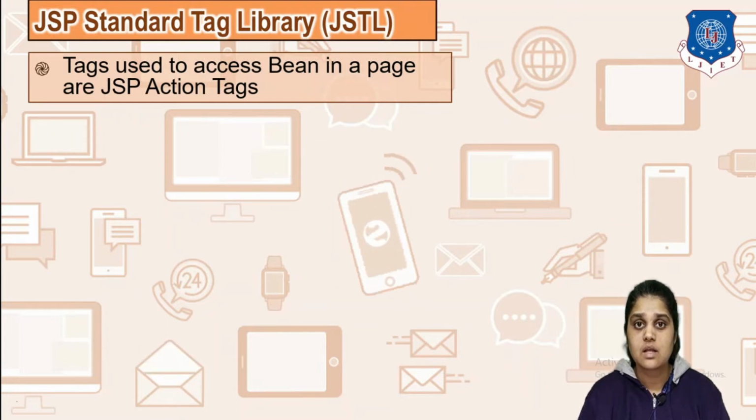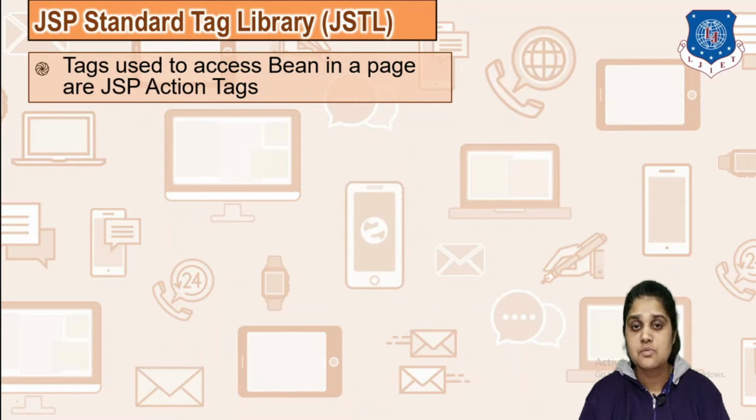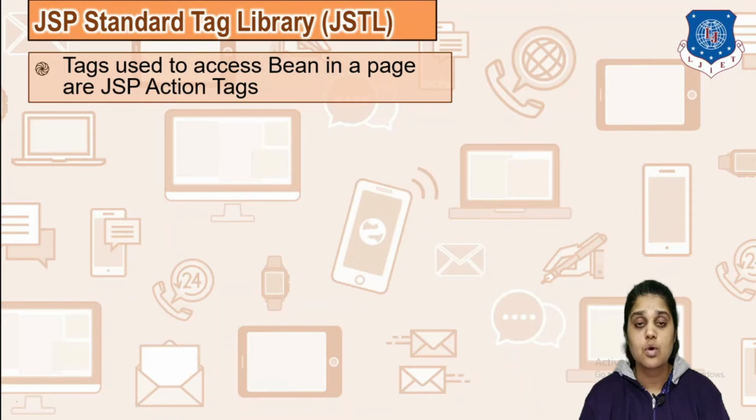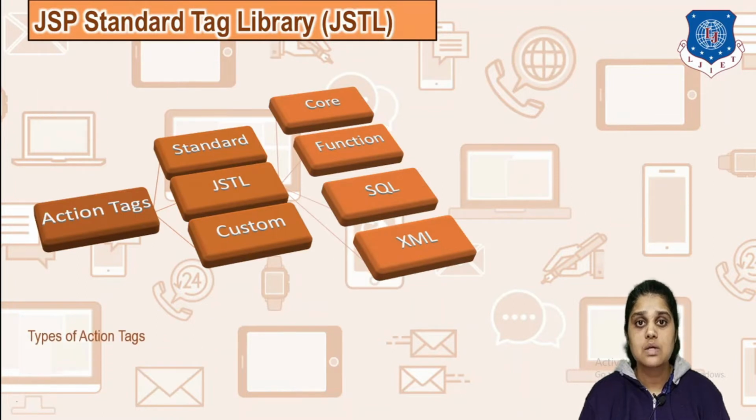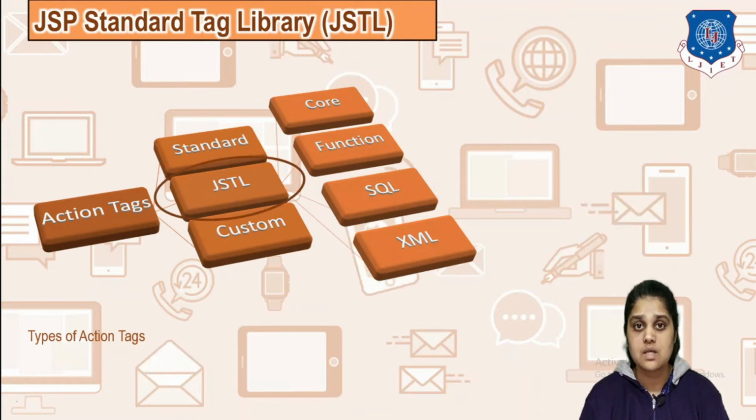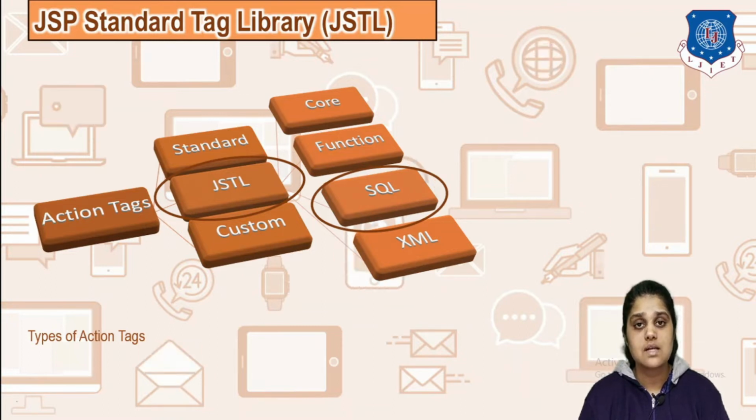JSTL is nothing but a tag library which helps you to access a bean page in a JSP page. This is what we have studied previously over the last 2 to 3 video lectures. So in this video lecture we are specifically going to focus on action tags which are of JSTL types, and in JSTL we are going to focus on the SQL tag library. SQL, as the name suggests, is a tag library which helps you to connect with the database.